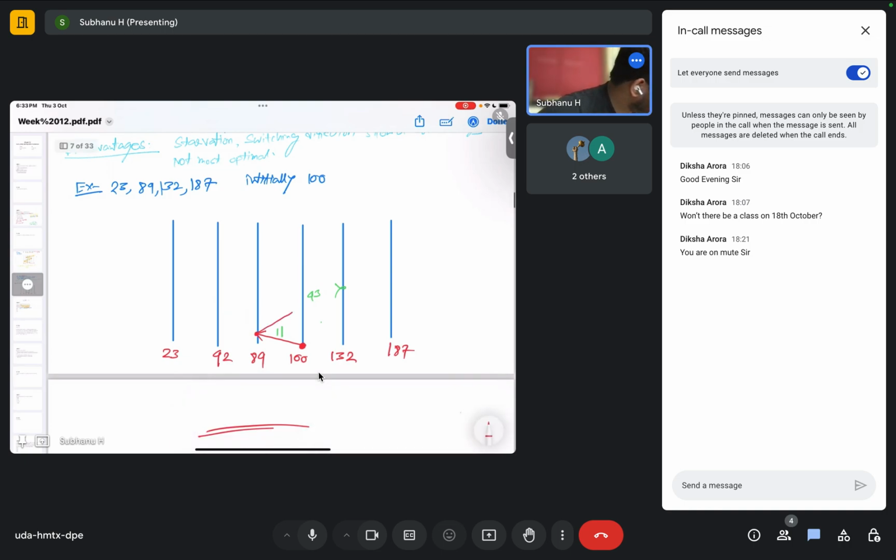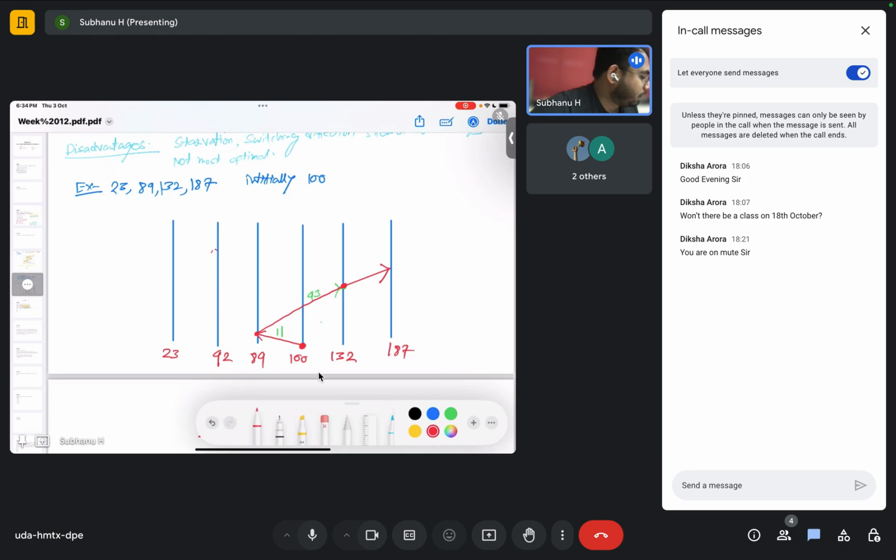So I'll be going here, right? From 132, which option can I choose? I can either go to 187 or I can go to 42. I can see that 42 is far away from 187. So that's why I am choosing 187, with seek time 55. 187 minus 132 is 55.